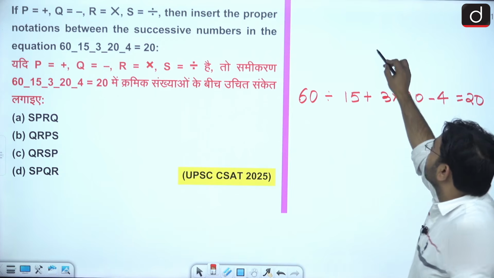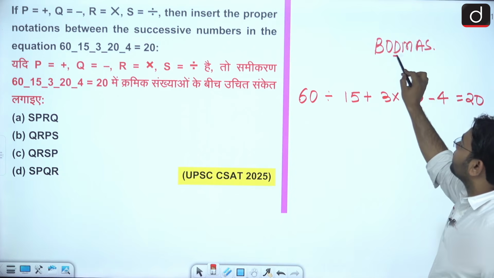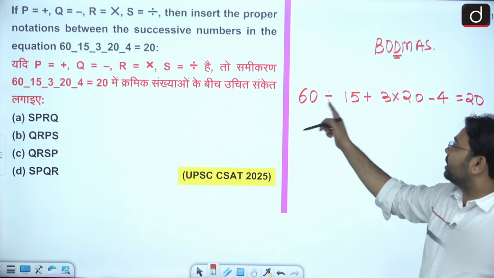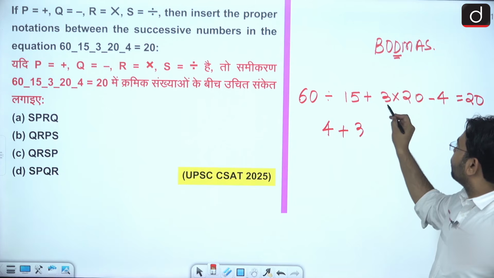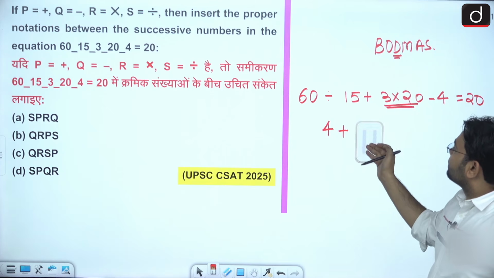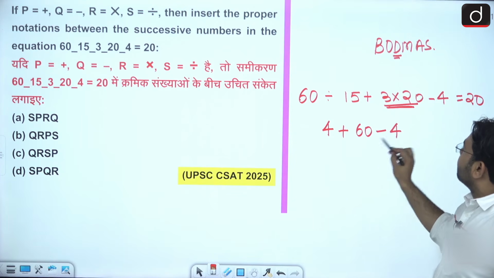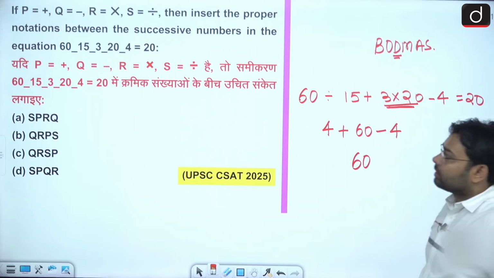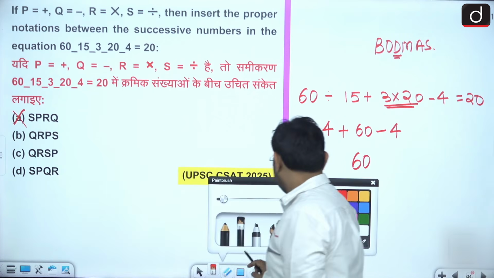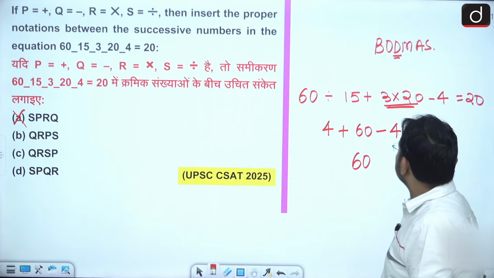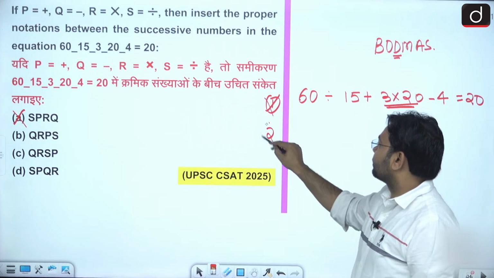So you will use BODMAS in this. First we need to divide 60 by 15, which is 4, plus 3 into 20, multiply then 60. 60 minus 4, so it is 60. So this one is not the right one. That was the first option.